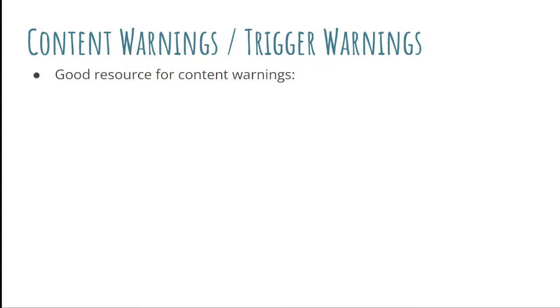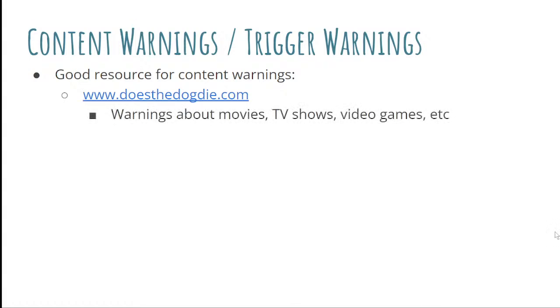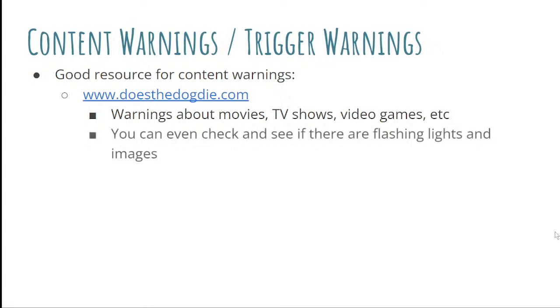A good resource for content warnings that I really love is a website called doesthedogdie.com. It has warnings about movies, TV shows, video games, books, I mean, anything that you can think about, really. A lot of people contribute to it and add warnings, and they even have specific warnings related to flashing lights and images.